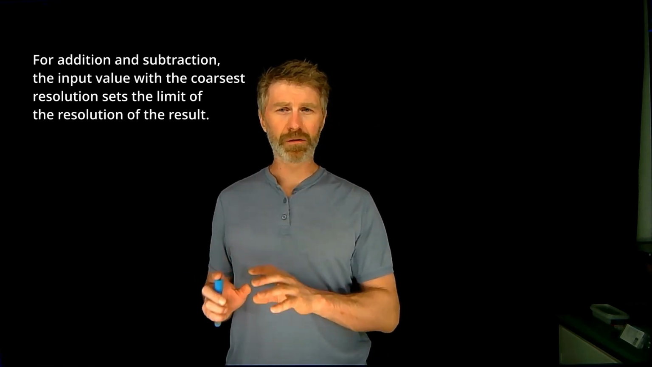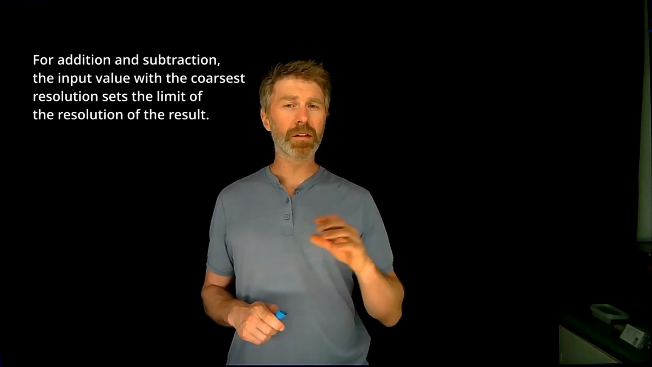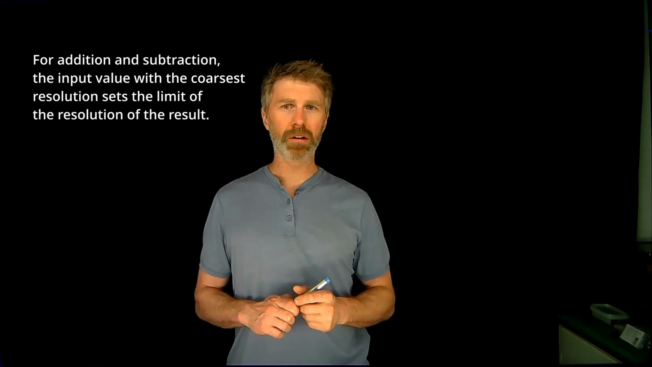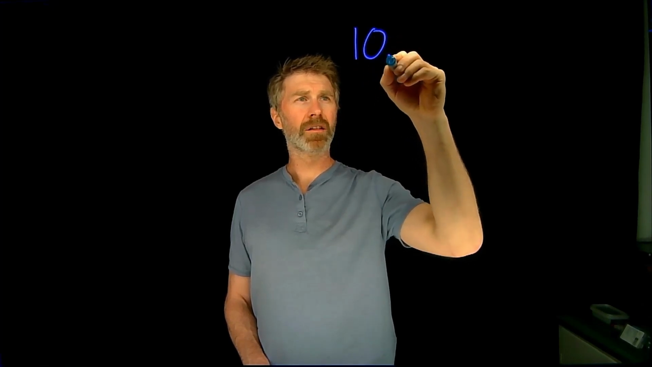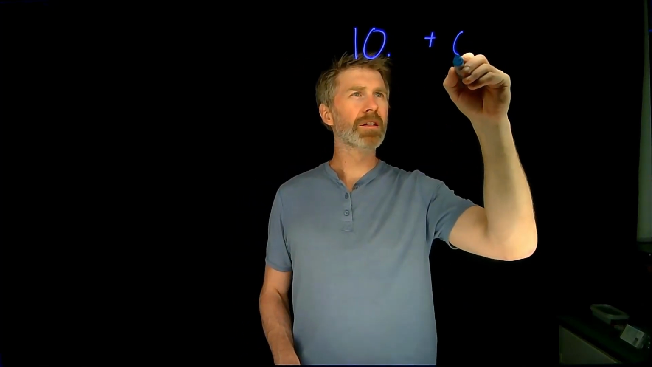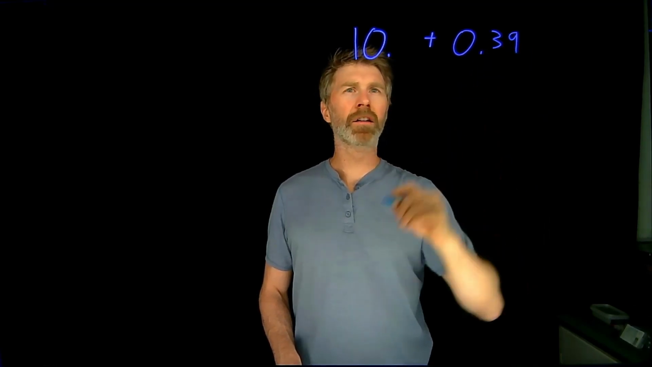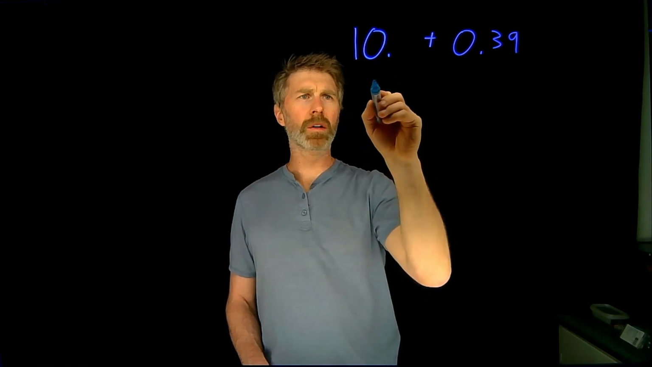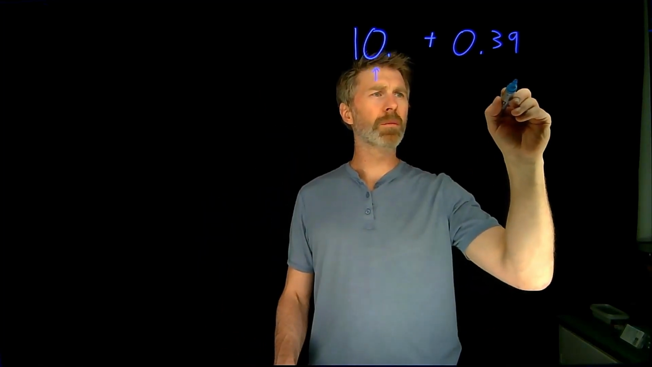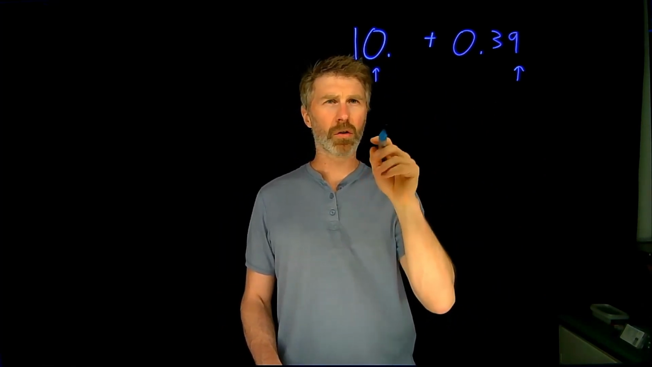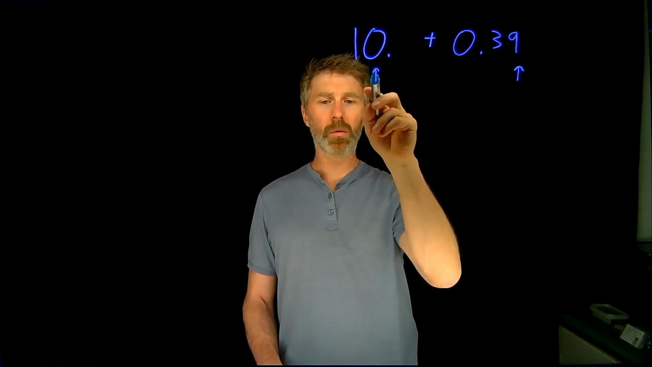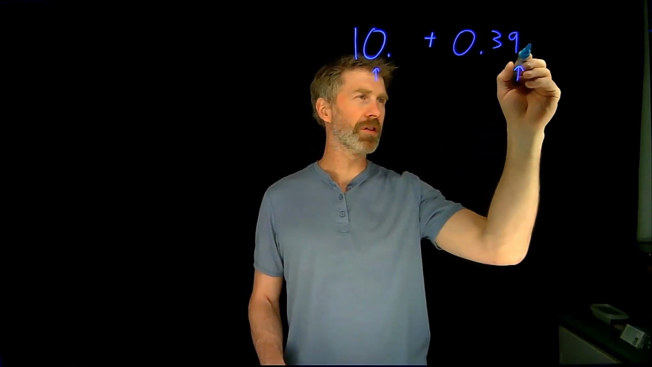Now with addition and subtraction, the way that you figure out the significant figures of the output is that the input with the coarsest resolution determines the resolution of the output. So I'll give you an example. Let's say we have a couple of numbers here that we're adding together. We have the number 10 plus 0.39. The resolution of this number is to the nearest ones, whereas the resolution of this number is to the nearest hundredths. So the answer needs to use the resolution of the coarsest input, and so the ones would be that coarsest input.